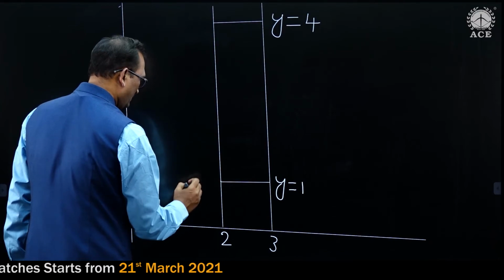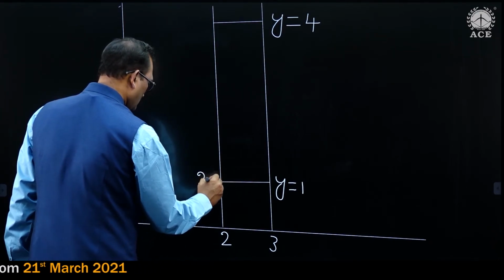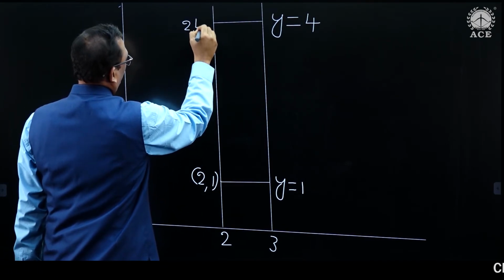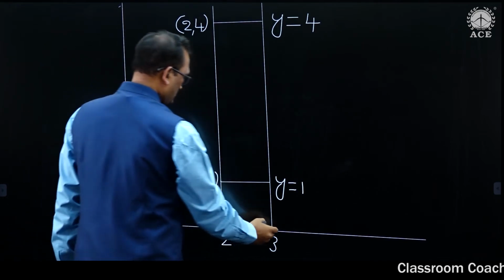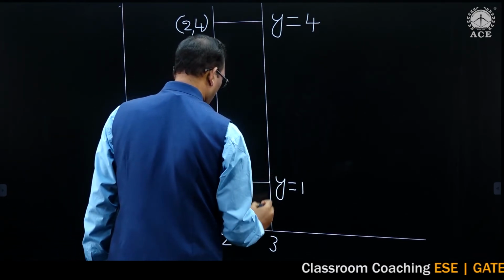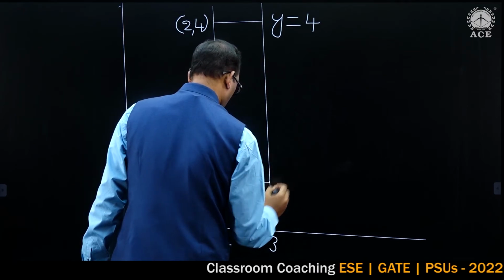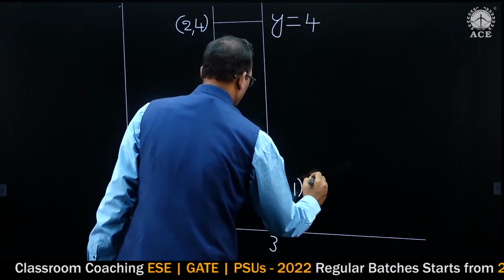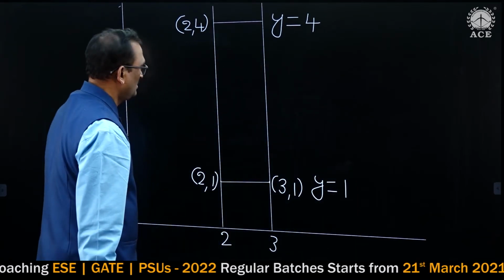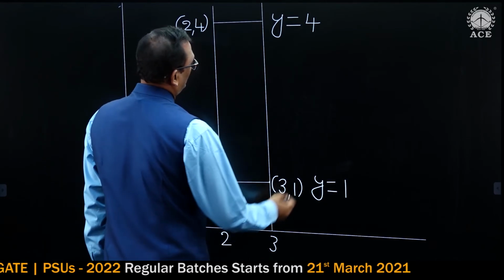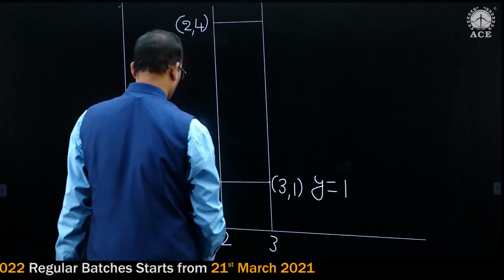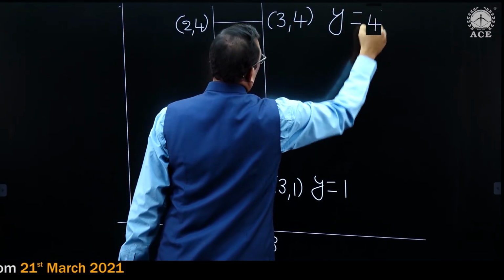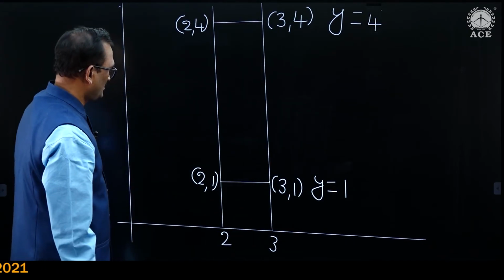This intersection point x is equal to 2, y is equal to 1. Here x is equal to 2, y is equal to 4. Now this is x is equal to 3, y is equal to 1, on the y is equal to 1 line. Now this is x is equal to 3, y is equal to 4.